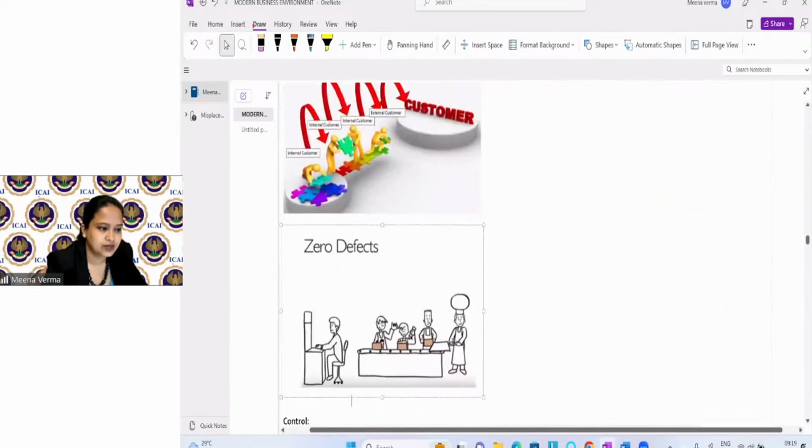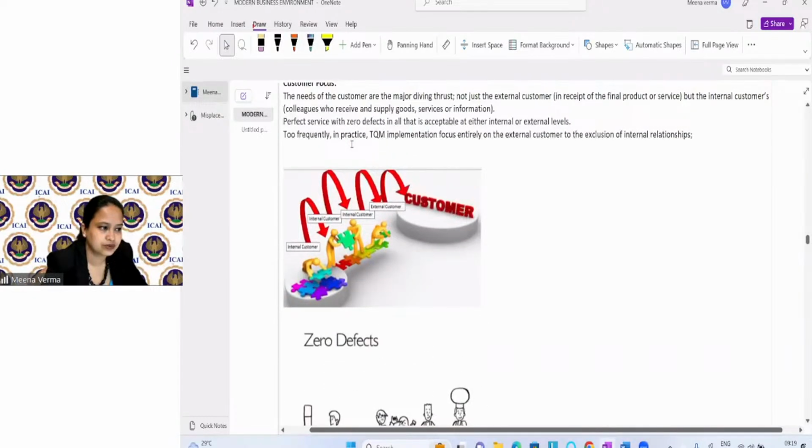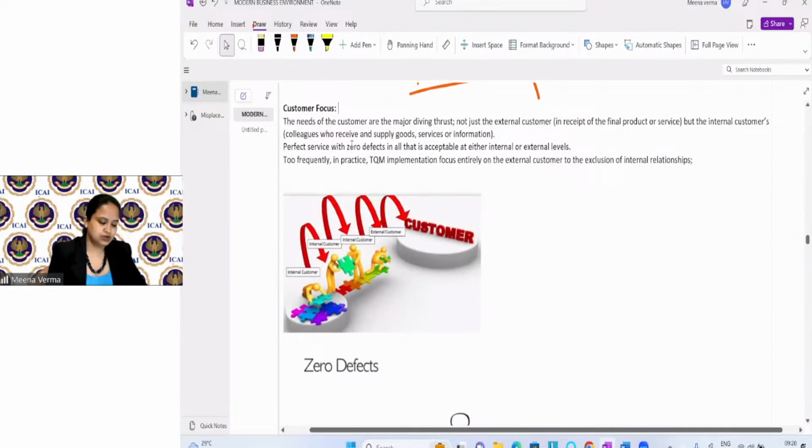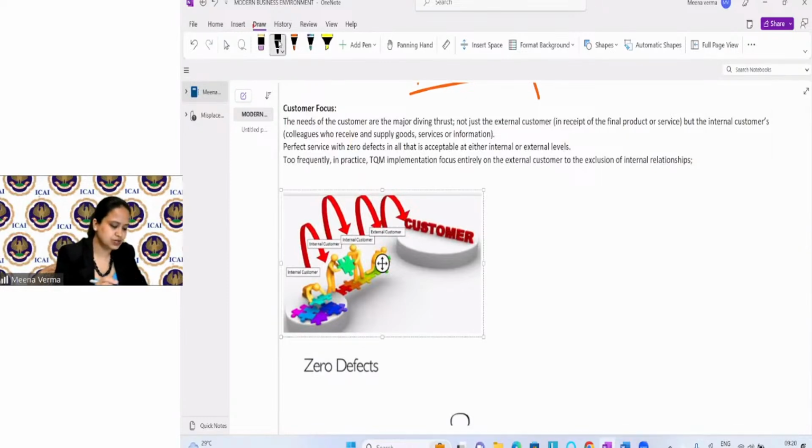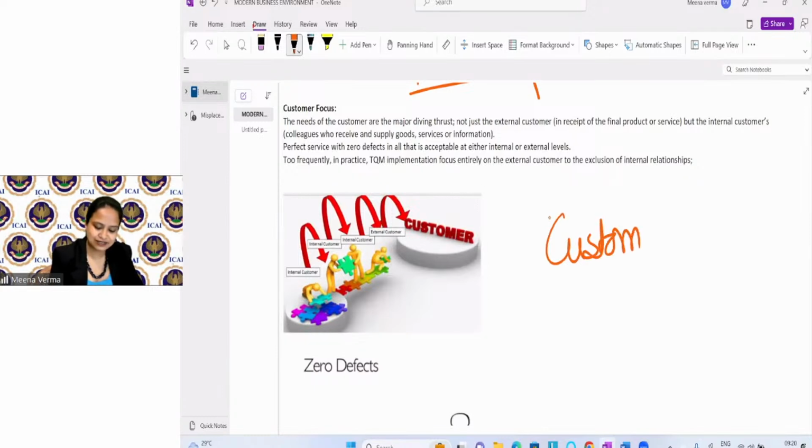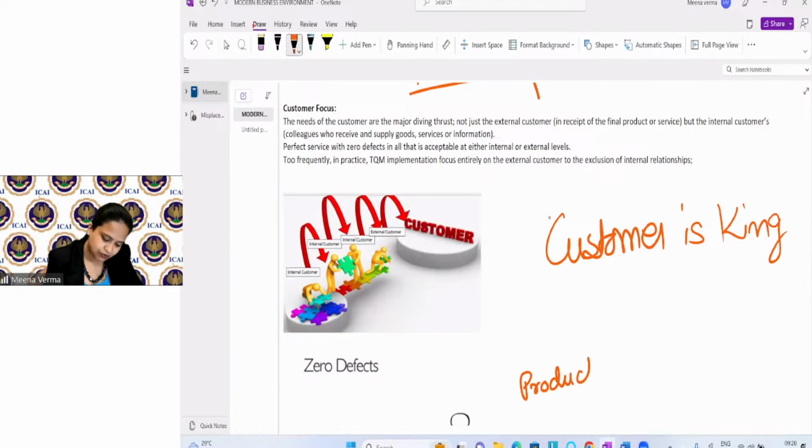Next, customer focus. We have learned about it from the beginning, the first line of the class: customer is king. If you see these days, organizations are not product centric. Actually, we can have two options. One is product centric, and one can be customer centric.